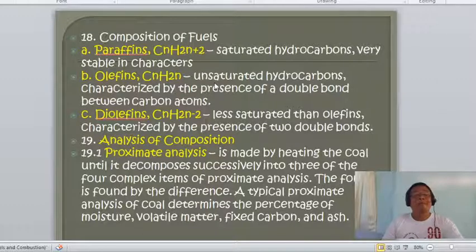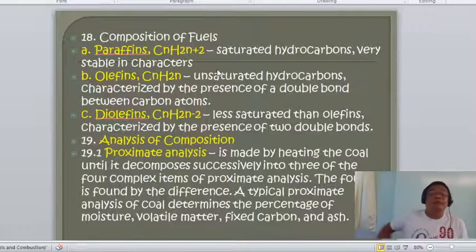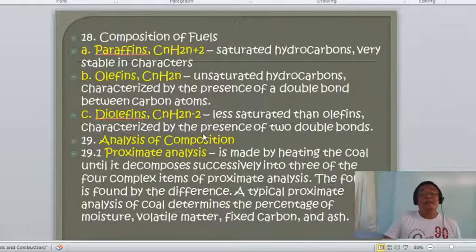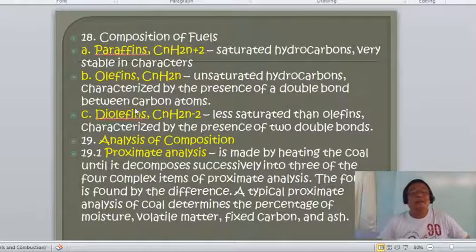Okay? Another, so we have here the analysis of fuel. So analysis of the composition of fuel. Actually this analysis is divided into two. We have the proximate analysis and the other is the ultimate analysis. So what is a proximate analysis? Okay? Proximate analysis is made by heating the coal until it decomposes successively in three of the four constituents of proximate analysis. Okay, so the fourth is found by the difference.